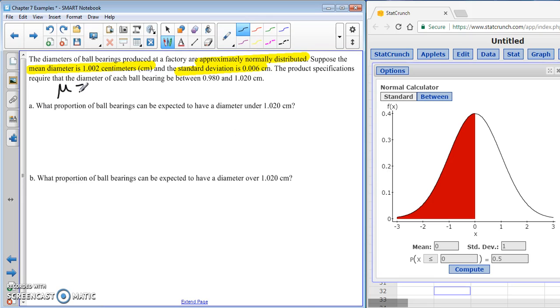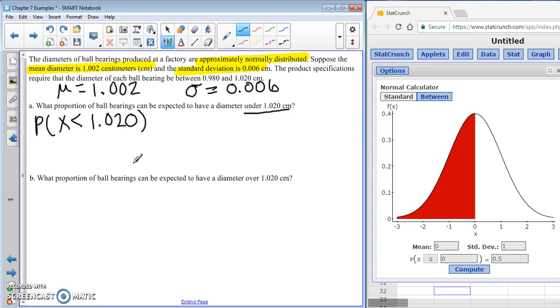So our mean is 1.002 centimeters and our standard deviation is 0.006 centimeters. We want to know what proportion of ball bearings can be expected to have a diameter under 1.020 centimeters. We're looking for the probability that x is less than 1.020. So that's what we're trying to find.